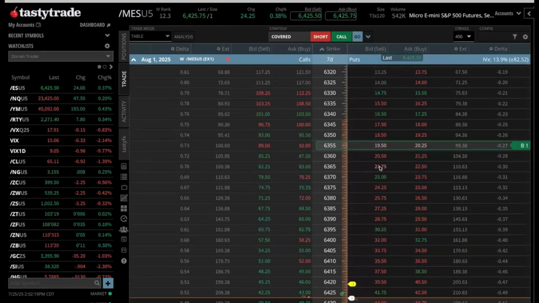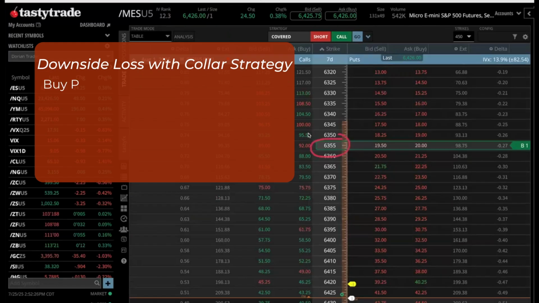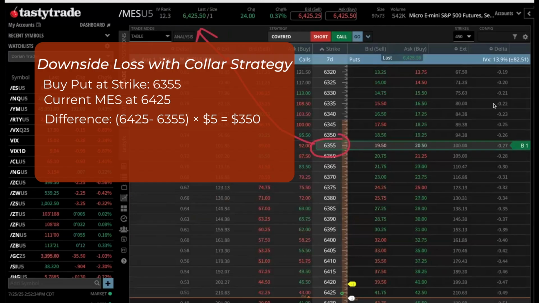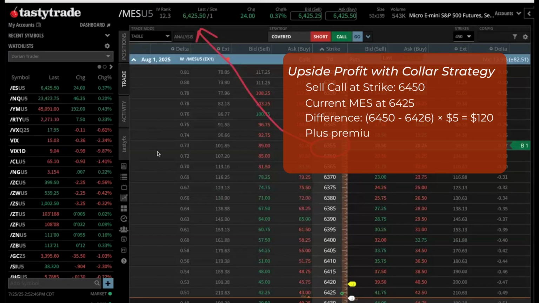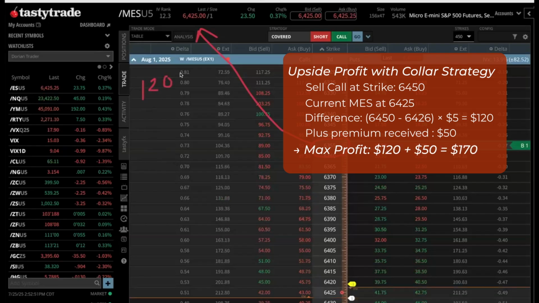Now on the put side, what you would do is take this 655 and you subtract it from this number here. Okay. So I'm taking the 64.25 minus the 63.55. That's going to give me $70. So 70 times 5 is 350. So in this case, if you add the premium that we received, you're going to be able to make that 120 plus the premium, let's say, of $50. So equal 170. That's how much you can make to the upside.